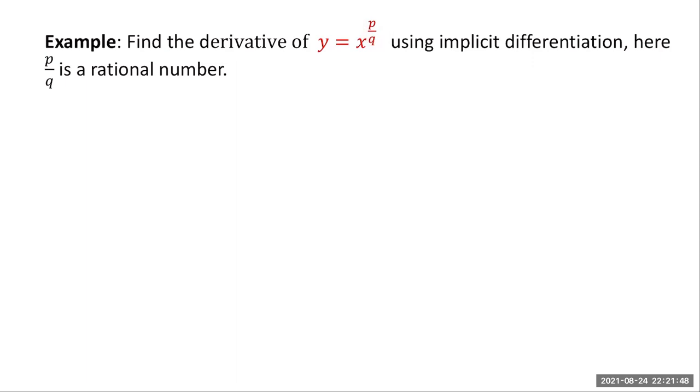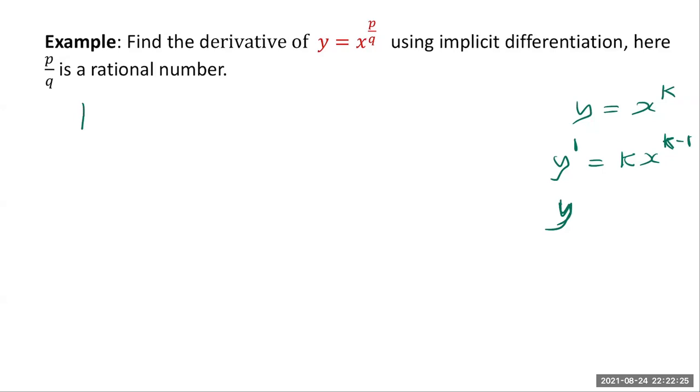So we want to show that. First of all, let's read the example. Find the derivative of y equals x to the power p over q using implicit differentiation. Here, p over q is a rational number. Of course, in the previous section, we proved the power rule for the case when k is a positive integer. When k is a positive integer, y prime is equal to k times x to the power k minus 1, right? We proved that.